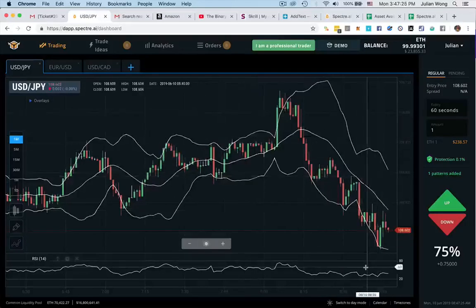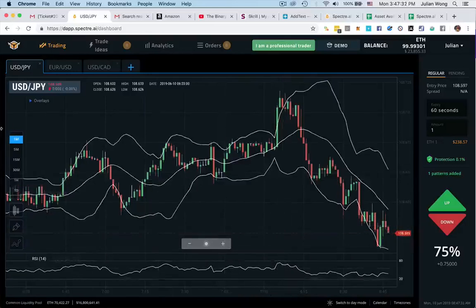So let me tell you a little bit more about this platform, and actually more than telling you, I'm going to show you. So this is a platform called Spectre.